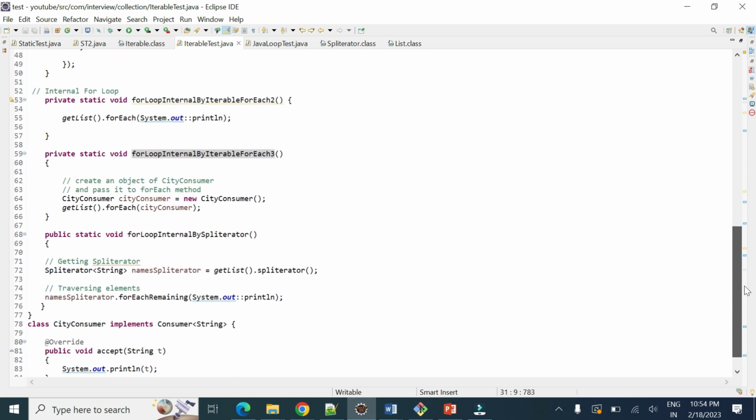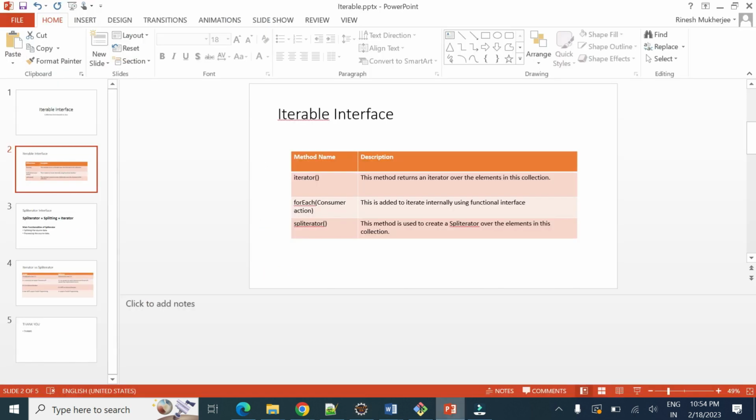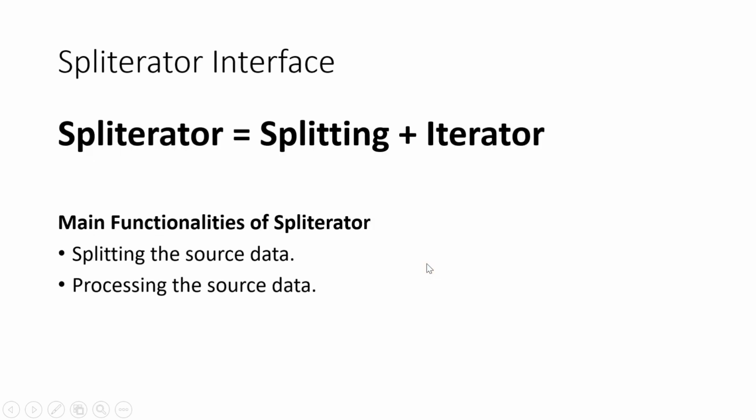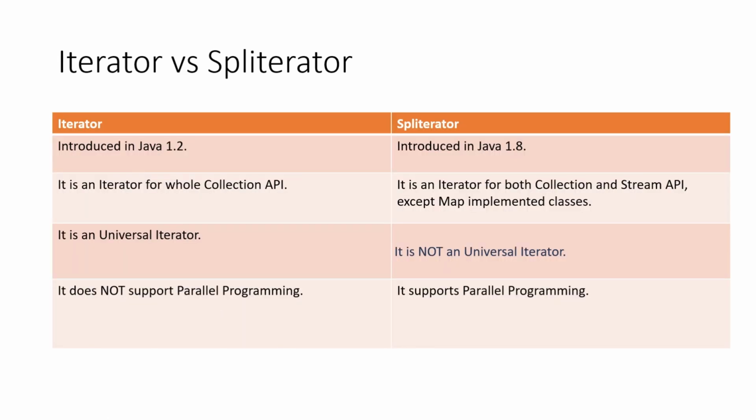Next is Spliterator. Let's first check the slide. Spliterator actually splits the elements of the collection and then iterates over them. Two works done in one. The main function, like I mentioned, is splitting the source data and processing the source data. If I compare with Iterator, Iterator was introduced in Java 1.2 and Spliterator in Java 1.8.